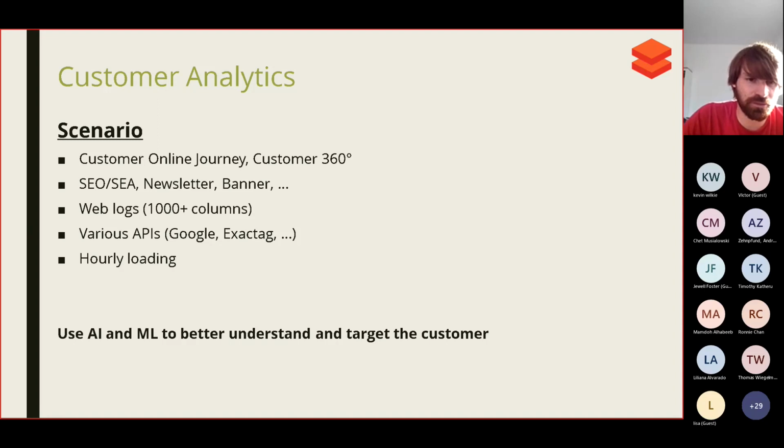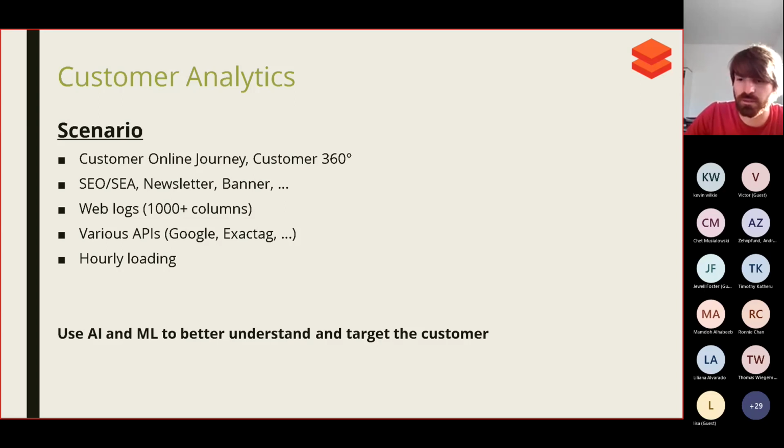So we did have a lot of different data sources. Some were just APIs, some came from a SQL database, some were, as I said, web logs, which had more than 1,000 columns. It's also not easy to process by a regular database. And we also had some constraints in terms of how fresh the data should be. So we needed to have hourly data, like every hour we load new data from all the source systems.